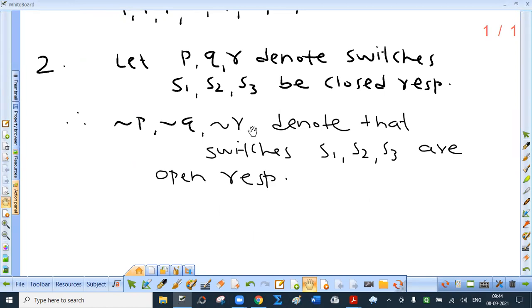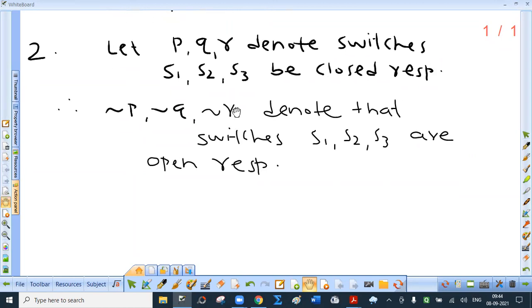First one is not P and Q or P and not R. So any one of these will be asked in the exam. So initially you have to write, because switches are not denoted by PQR. So you have to say, let PQR denote switches S1, S2, S3 be closed respectively. So not P, not Q, not R will denote that switches S1, S2, S3 are open respectively. Okay. So the switching circuits corresponding to the given statement patterns are, write down.